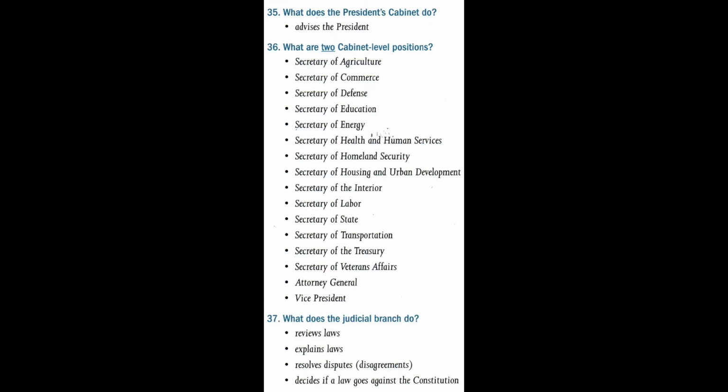Secretary of Energy. Secretary of Health and Human Services. Secretary of Homeland Security. Secretary of Housing and Urban Development. Secretary of the Interior, Secretary of Labor, Secretary of State, Secretary of Transportation, Secretary of the Treasury, Secretary of Veterans Affairs, Attorney General, Vice President. 37. What does the judicial branch do? Reviews laws, explains laws, resolves disputes, disagreements, decides if a law goes against the Constitution.